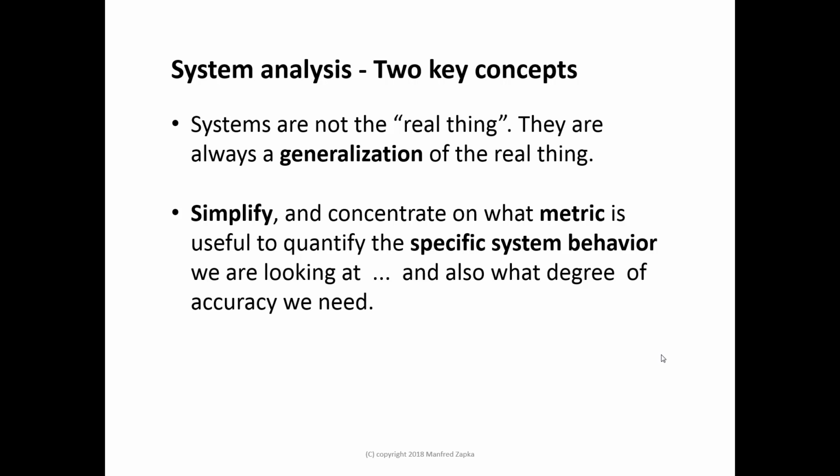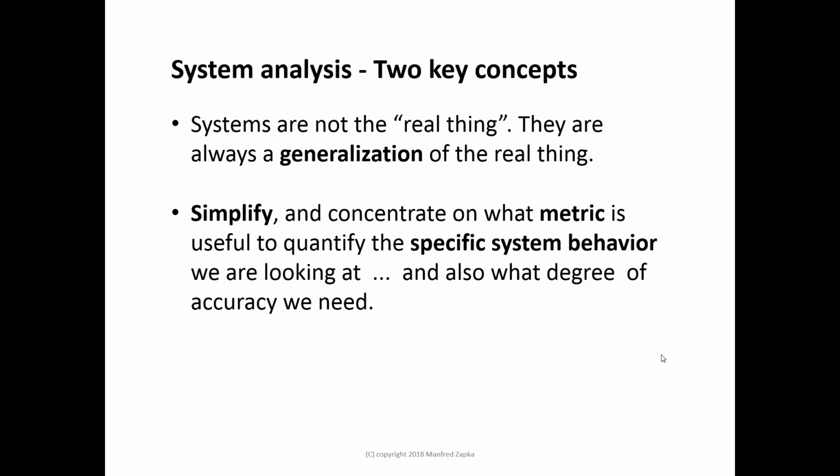And therefore we also have to identify and agree that there are certain simplifications which we have to do. And it's not only holding us back, but it also helps us. And we should simplify, and then we should concentrate on what metrics is useful to quantify the specific system's behavior we are looking at. Because a lot of times we would like just to quantify a specific performance metric or behavior. We don't have to look at the entire thing, so to speak, because sometimes we don't need the degree of accuracy and completeness for the particular task at hand.